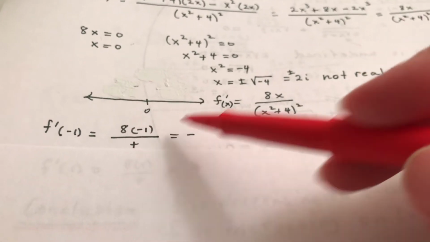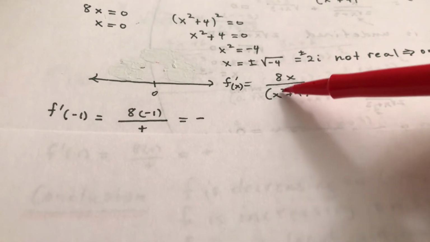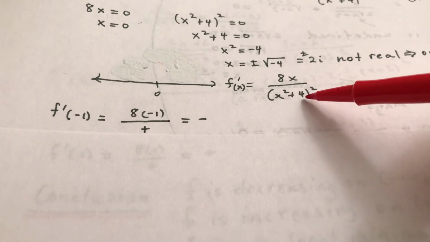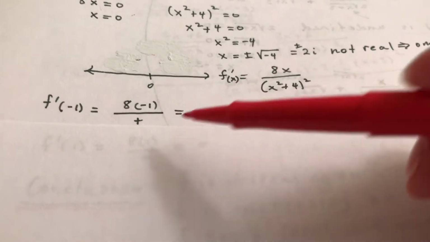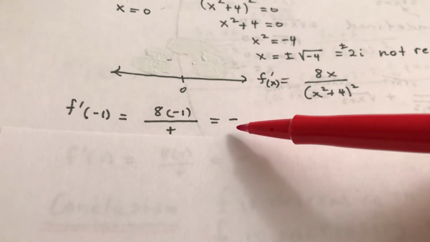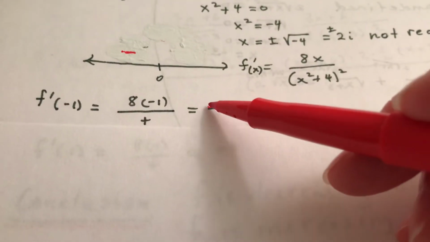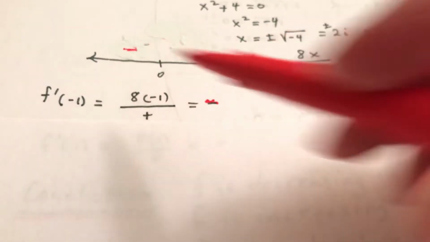So what I did is I put in 8 times negative 1, and then I looked at this and I go, oh, I don't care what I put in here. If I square that, add 4, that's positive. If I square that, that's positive. If you want, you can get a value here. But the point is, this is negative. So I am writing negative here.